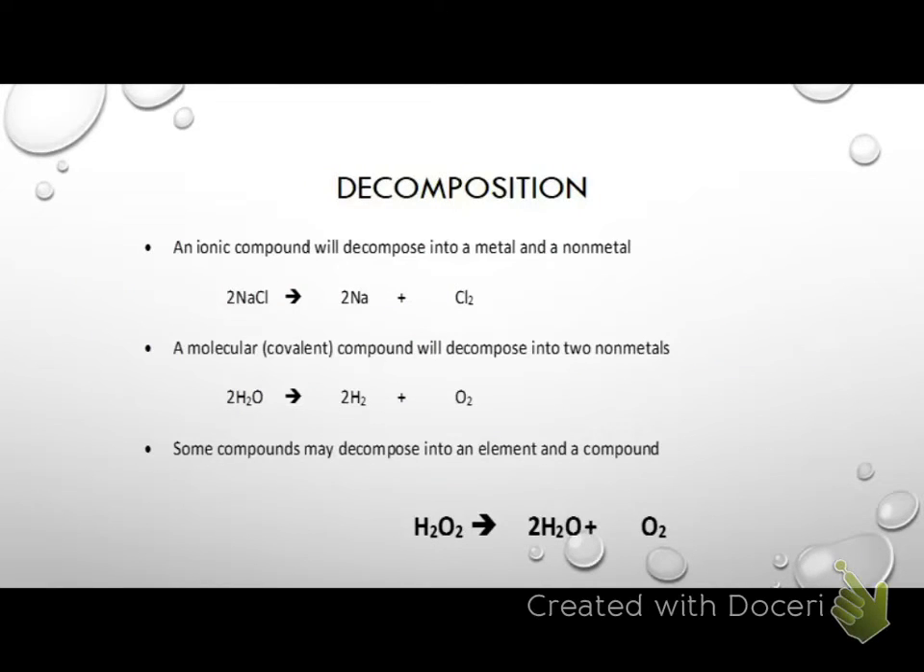So a while ago we said if we have a metal and a nonmetal, we would form an ionic compound. Well, guess what? If we have an ionic compound and we decompose it, it's going to break back down into a metal and a nonmetal. So they're basically exactly opposite most of those things we just did. So I'm going to have y'all read through those on your own because you can read those and figure those out because it's basically taking what we did and flipping it. Okay?